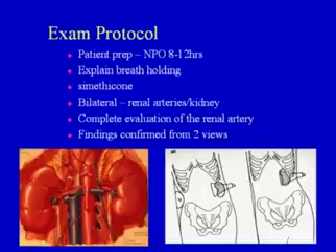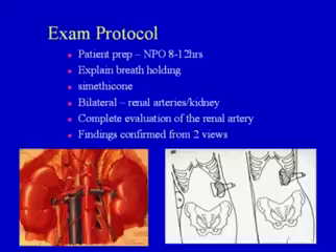Simethicone does not get rid of large amounts of gas, but simethicone might be able to help with small pockets of gas that come in once you've started the exam. There is no contraindication to simethicone, so it is safe.